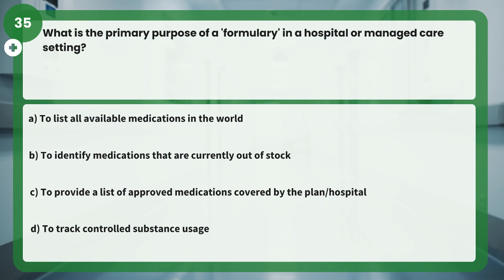Question 35. What is the primary purpose of a formulary in a hospital or managed care setting? A. To list all available medications in the world. B. To identify medications that are currently out of stock. C. To provide a list of approved medications covered by the plan/hospital. D. To track controlled substance usage.